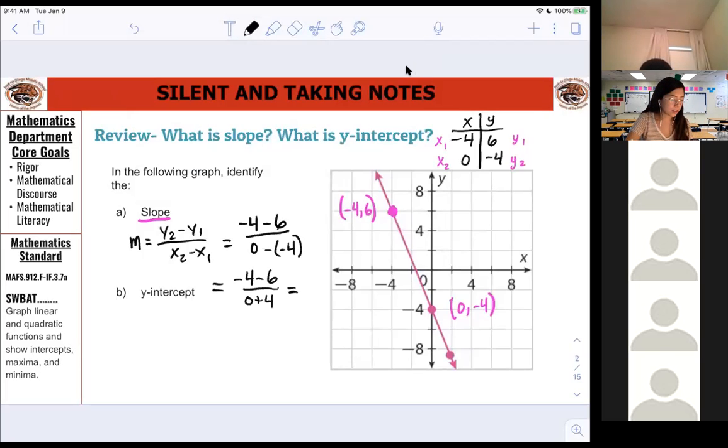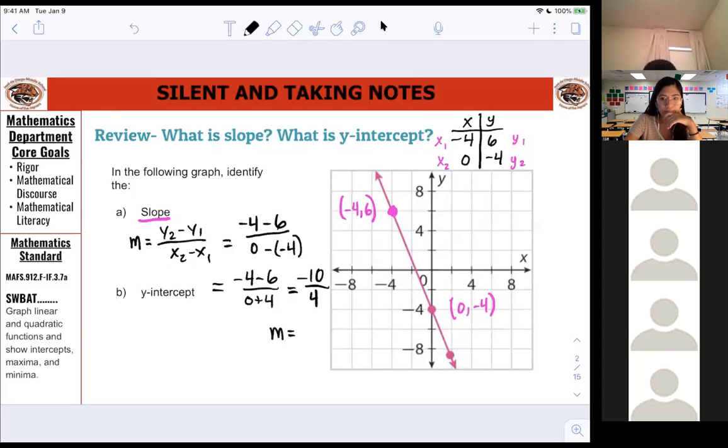-4 minus 6. -10. And then 0 plus 4 gives me 4. So now I see if I can simplify this. Can I simplify this fraction? -10 over 4?